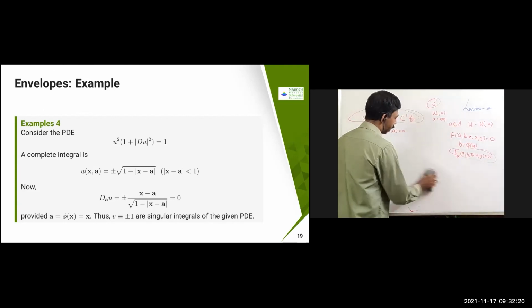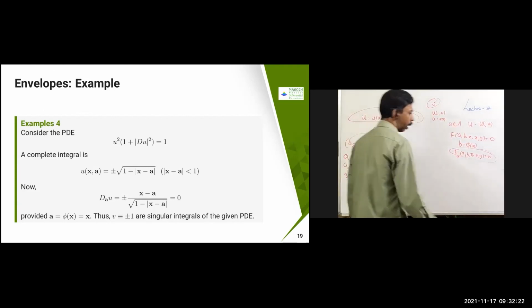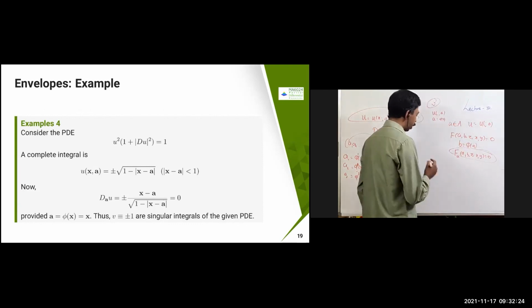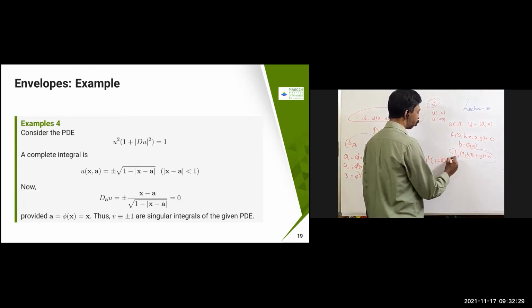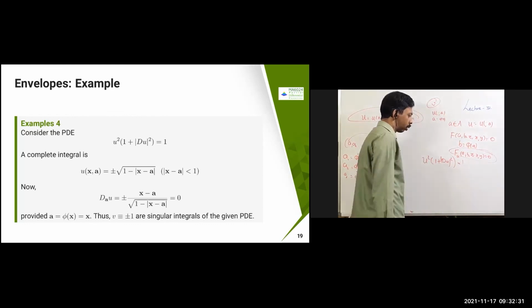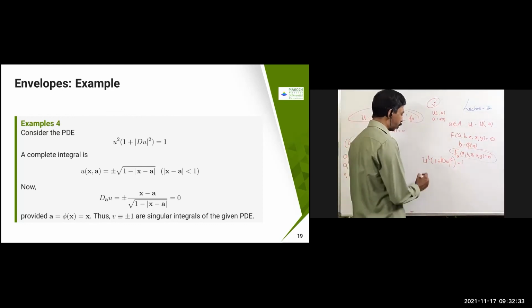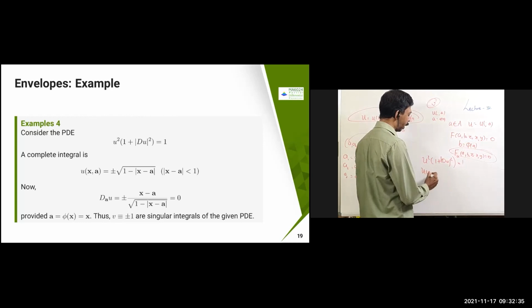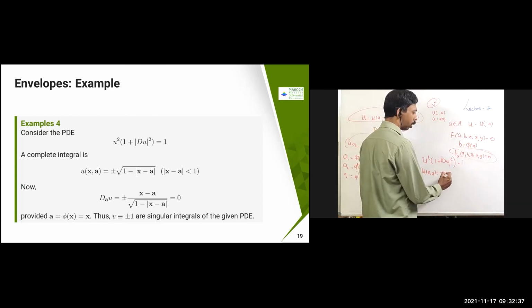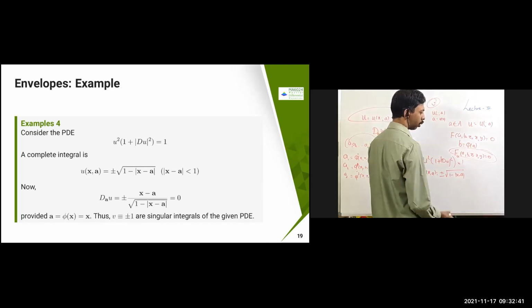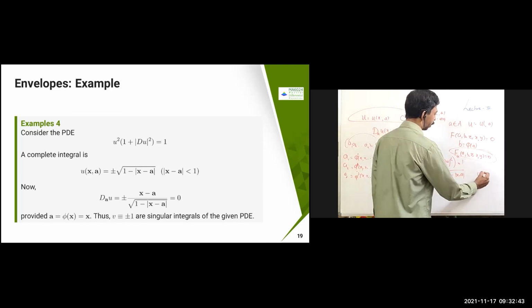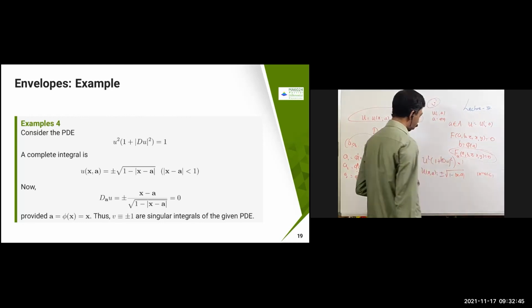So you have the PDE u square plus 1 plus du square equal to 1. For this problem, once again I can just write u of x comma a equal to plus or minus square root of 1 minus mod of x minus a, where mod of x minus a is less than 1. So once again you can do the same thing.